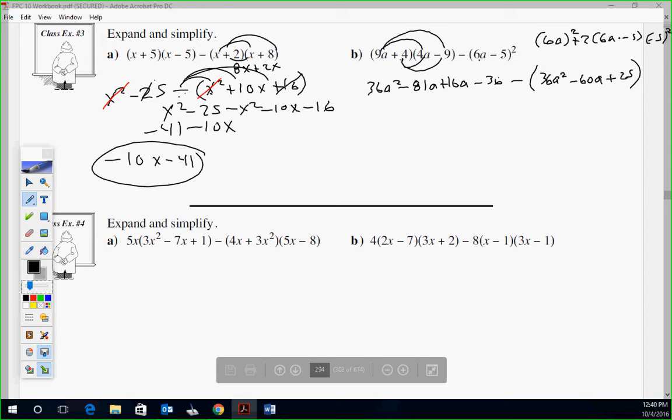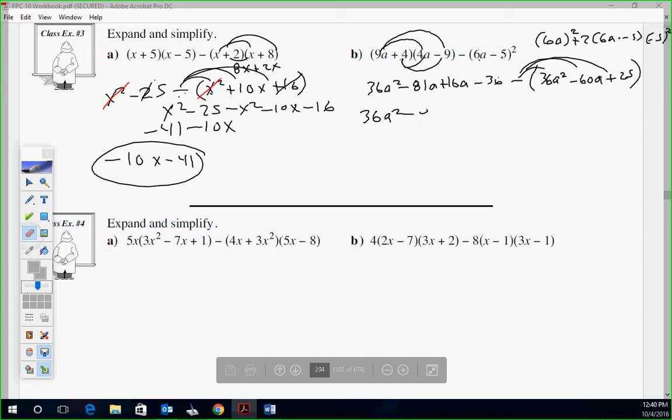Questions? I know it's a lot. It's just a lot of organization. So again, I'm minusing this whole group. This time I'll do it so we can see it a little bit better. I'm going to push this negative through. I'm going to hit everything with a negative.